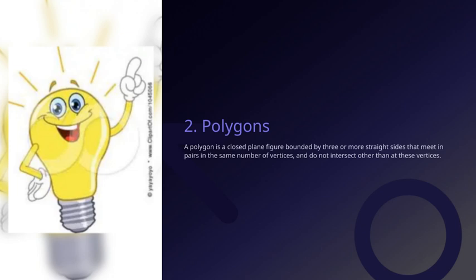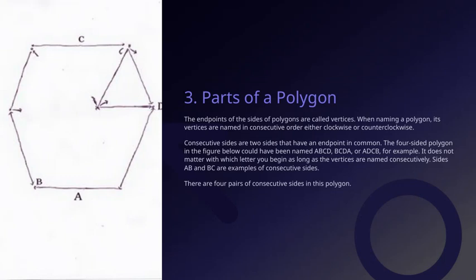Understanding polygons is fundamental because they form the building blocks for many geometric concepts we'll explore. They also appear everywhere around us, from building designs to nature, making this a key idea in understanding shapes and space. Let's talk about the parts of a polygon, starting with its vertices.